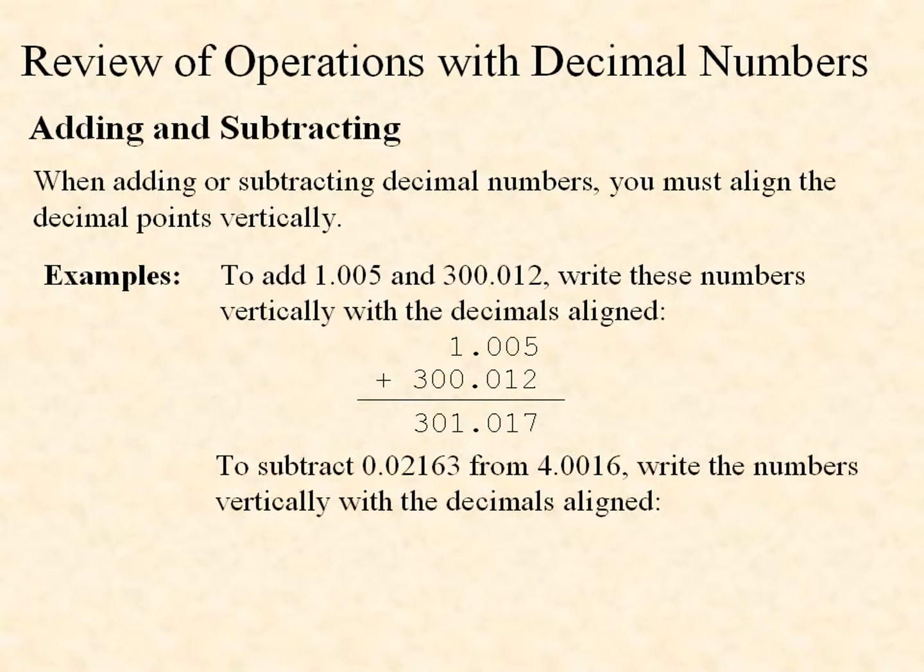To subtract 0.02163 from 4.0016, write the numbers vertically with the decimal points aligned again. Then you just subtract the numbers.